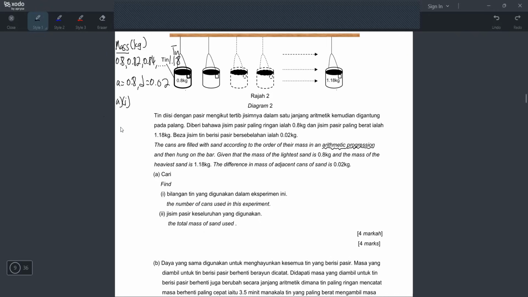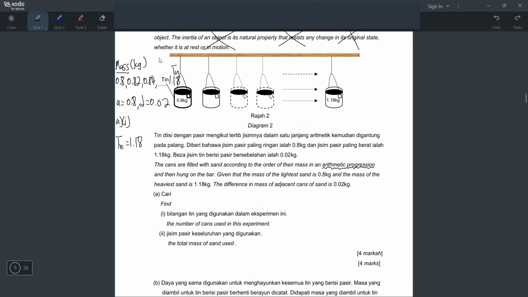So let's write down Tn equals 1.18 and we use the Tn formula for arithmetic progression. Do you remember the Tn formula? I will write it up here in case you forgot. The Tn formula is a plus (n minus 1)d. This is the formula, right? And the d you have to times with the (n minus 1). So what is Tn? a plus (n minus 1)d. So it will be 0.8 plus bracket n minus 1 bracket 0.02 equals 1.18.